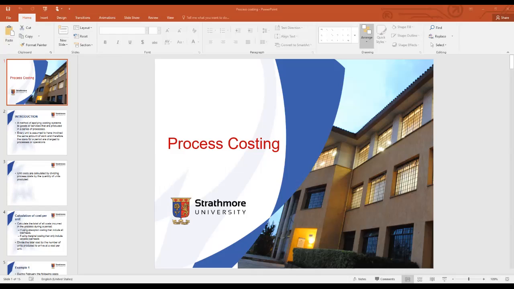But if the process ends in process three, then at the end of process three, the output of process three becomes the finished commodity. So it's the same process we've been doing: job costing, batch costing. However, now this is done in processes.